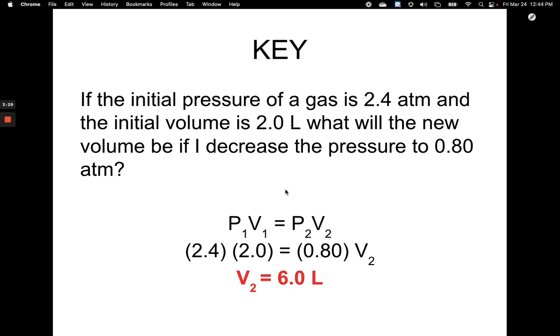Okay, so I have plugged in for P1 2.4 for the atmospheres, that's the unit of pressure, and 2.0 liters for volume. The new pressure is 0.8, and now I can predict what the new volume is going to be by solving for V2. And V2 will be 6 liters. Now think about this. It's inverse. So I cut the pressure to a third. I divided it by 3. So if it's inverse, what did I do to the volume? Well, I multiplied it by 3. So that's why I have 6 liters. I cut the pressure to a third, which means that the volume will actually increase 3 times.